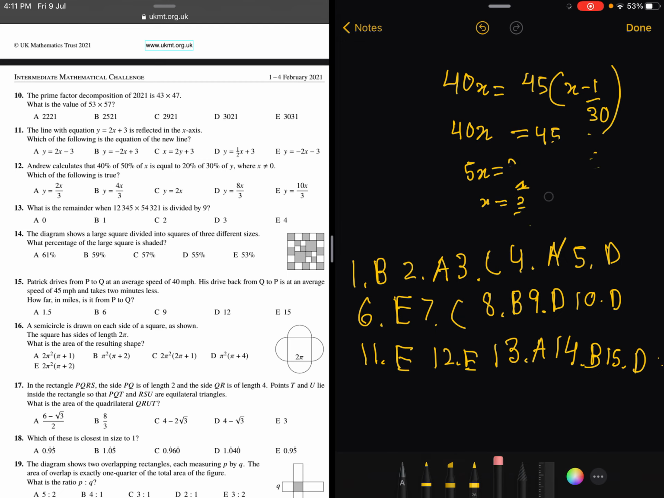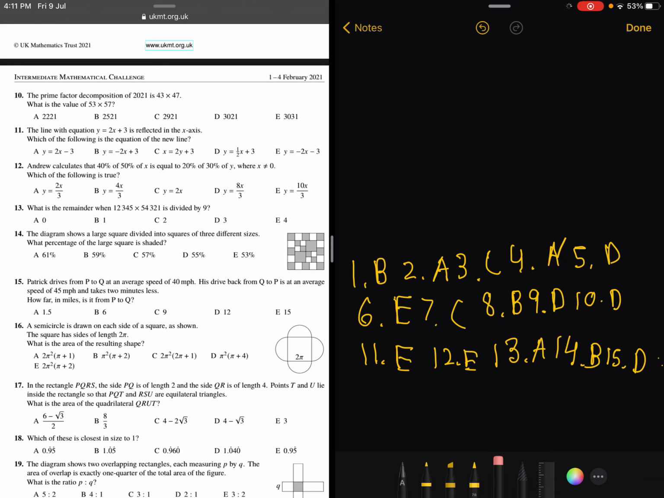Question number 16. Actually, we can first eliminate a few options already. In question number 16, without even finding the area of the semicircle, you can find the area of the square in the center. 2 pi whole squared is 4 pi squared.